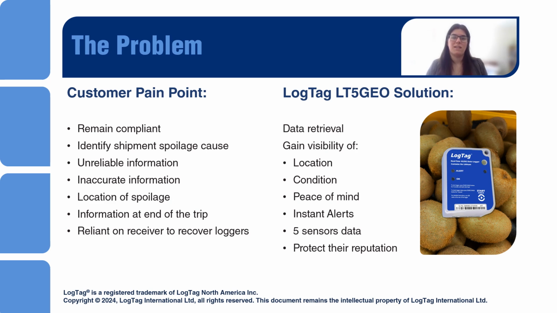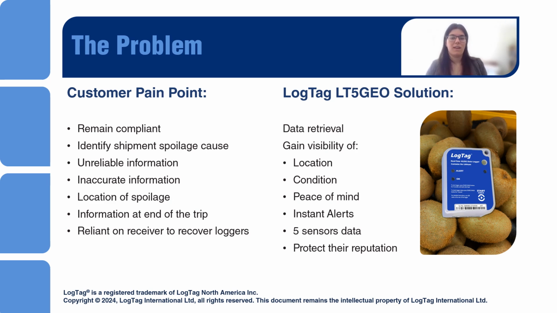But if a customer starts using the LogTag LT5GEO logger, they will no longer be reliant on the receiver for the logger recovery and data retrieval. As the logger is frequently uploading to LogTag Online, the shipper will already have access to the data that the LT5GEO has been uploading throughout the trip. So even if the receiver can't locate the logger, the shipper already has all of the information that they require to remain compliant. This is significantly beneficial for insurance claims and to help identify at what stage in the journey the cause of the spoilage occurred, so it can be addressed for future shipments.